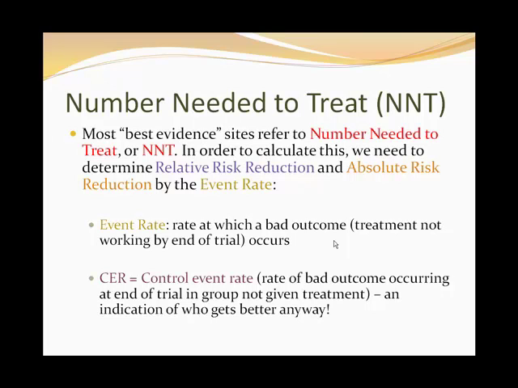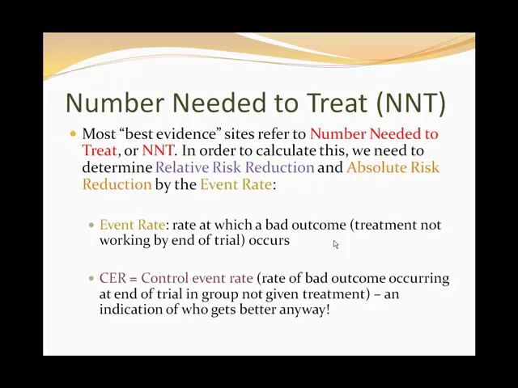Now, when you look at any best evidence website, the key decision is usually made from something called the number needed to treat, or NNT. Now, the number needed to treat is a value put to the risk of the intervention not getting our patient better. So when we're comparing two groups, there's a group where the risk is greater than the other group.